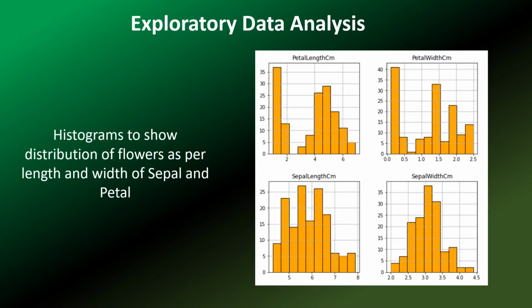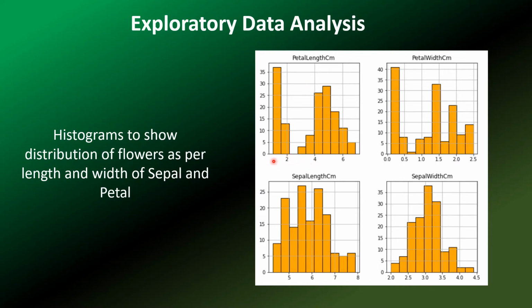EDA stands for exploratory data analysis, and the first graph we are seeing is a histogram. It's univariate because only one feature is taken into consideration at a time. I've created four charts for all the four features. First we'll see the petal length in centimeters feature. As you can see, the x-axis consists of all the petal lengths and the y-axis consists of the frequency. The histogram just shows us the distribution of flowers as per the petal length.